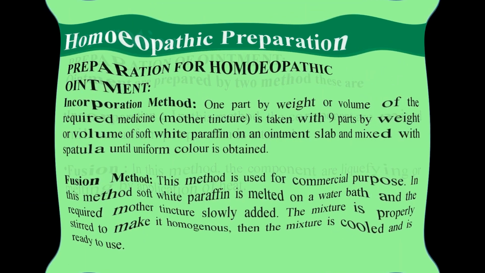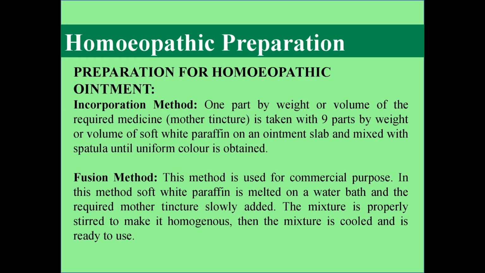In the previous slide we already discussed the methods to prepare homeopathic ointments. The first one is the incorporation method. When we prepare ointment by the incorporation method, 1 part by weight or volume of the required medicine is taken with 9 parts by weight or volume of soft paraffin on the ointment slab and mixed with the spatula until uniform color is obtained. You can also prepare this kind of ointment in the laboratory.